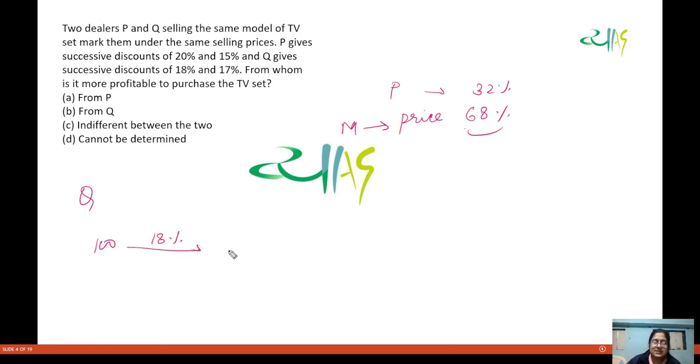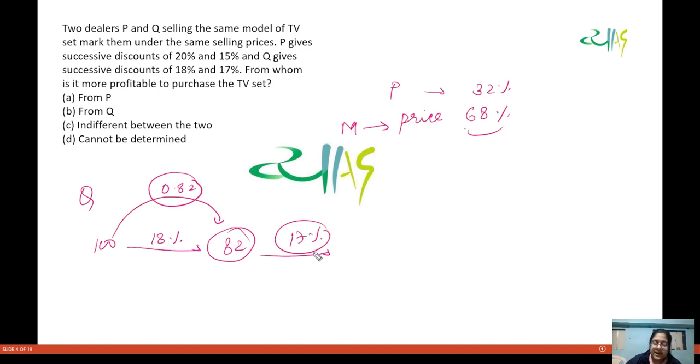So we are getting 18% discount. If you are getting 18% discount, then first time you will get 82%. Then you are getting 17% discount. So when you were getting 18% discount, just multiply this by 0.82. And when you are getting 17% discount, just multiply this by 0.83, because 100 minus 17 is 83. So just multiply this by 0.83, that is only the percent.